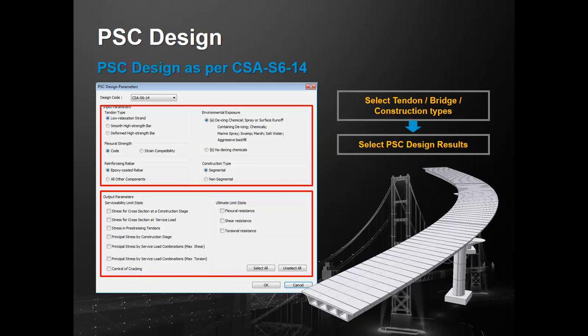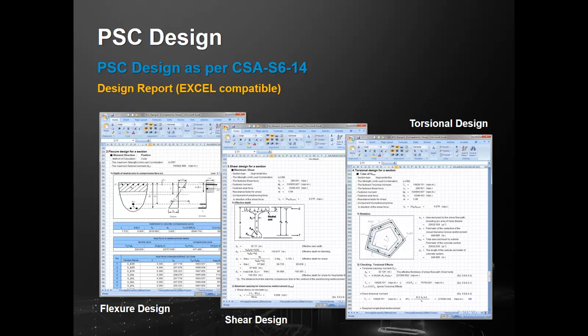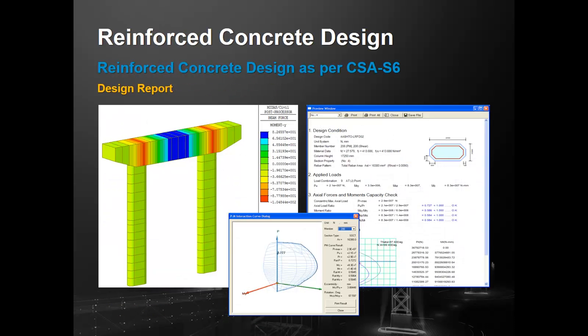And for PSC design as per CSA-S6-14, it can consider segmental bridges, and you'll be able to see in the design report the flexure design, the shear design, the torsional design and more. And moreover, there's a reinforced concrete design per the CSA code. You will be able to use this code for the pier cap and the column design, and even for the drill shaft design.